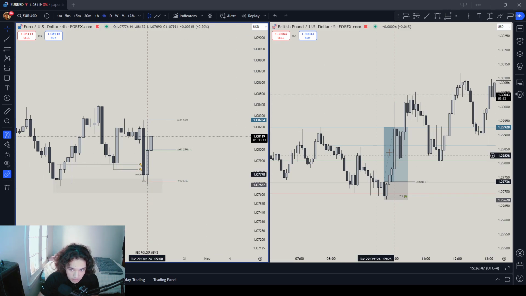Make sure you pay attention to this, not that. It's the same thing here as well, right? We had our 4-hour key level. Same thing happened here. Same take profit here, right? You can see our key level came from where? The 4-hour time frame.